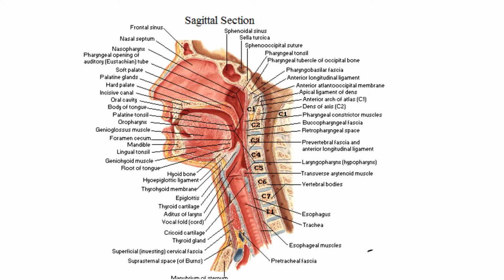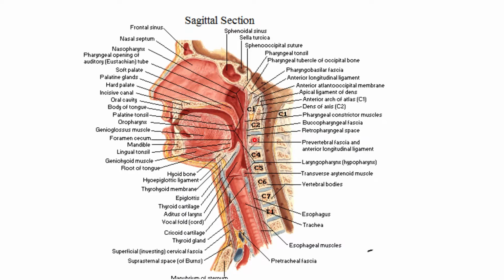As we all very well know, the pharynx is a musculomembranous tube which is divided into three parts, that is the nasopharynx, the oropharynx and the laryngopharynx, depending on the area in which it is located. So the nasopharynx lies behind the nasal cavity, located at the level of C1.